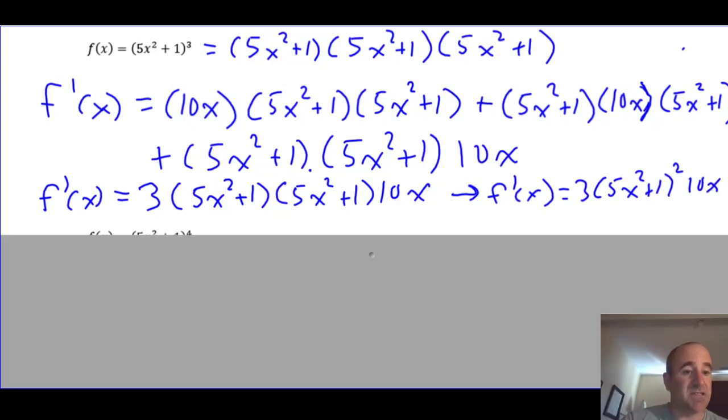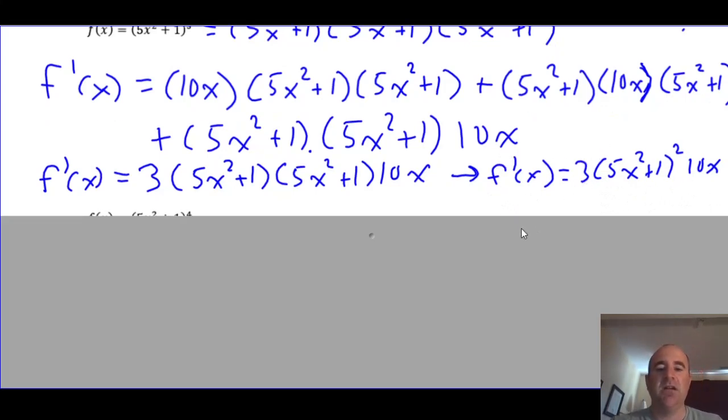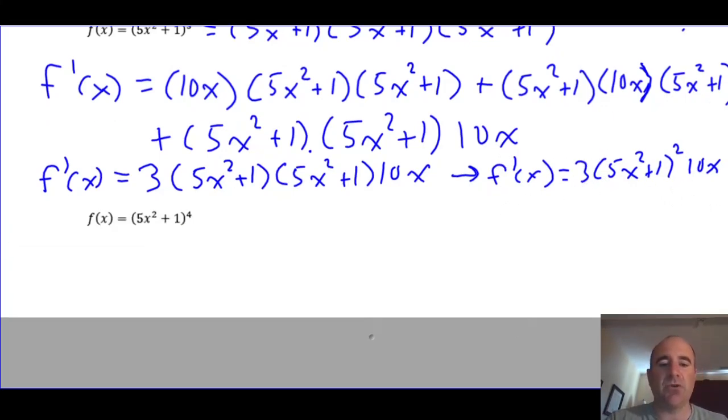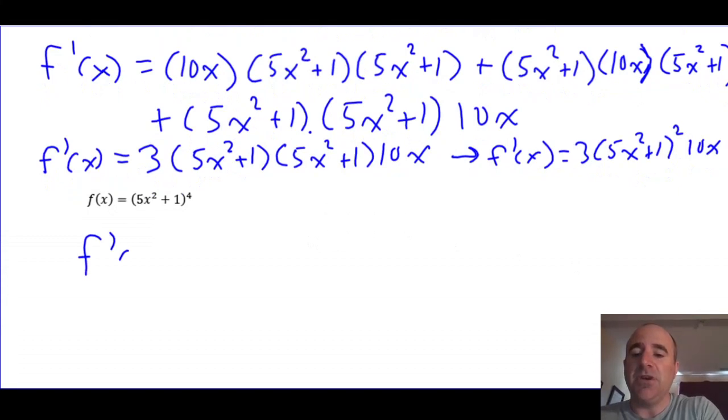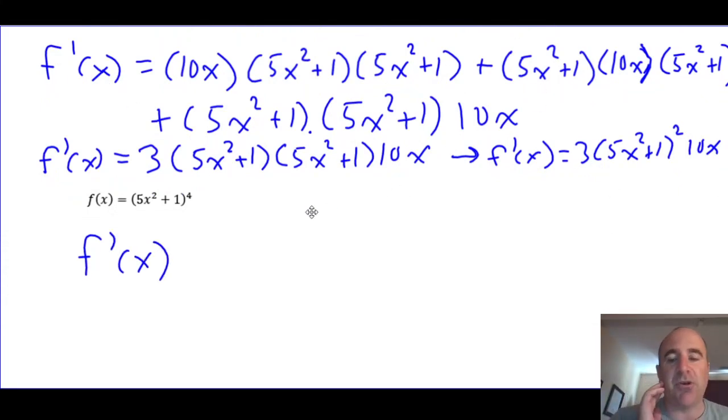And yes, you can simplify this further and say that that's 30x, but I'm leaving it like this because I want you to see the pattern that's going to arrive. Imagine I were to take 5x squared plus 1 and do it to the power of 4. What would I get? You can kind of see now. You would end up doing the product rule. You'd have 4 terms in the product rule. Each one will get a turn at being the derivative, is how I like to think about it.